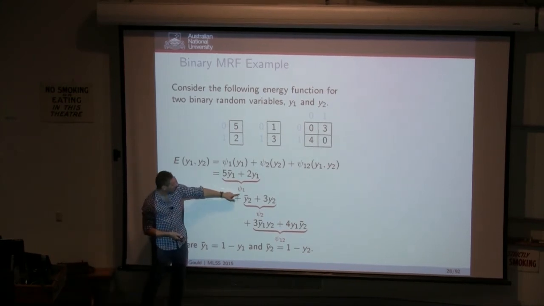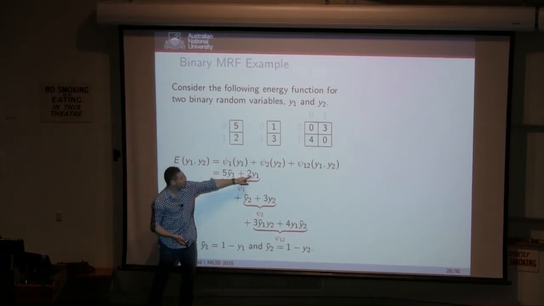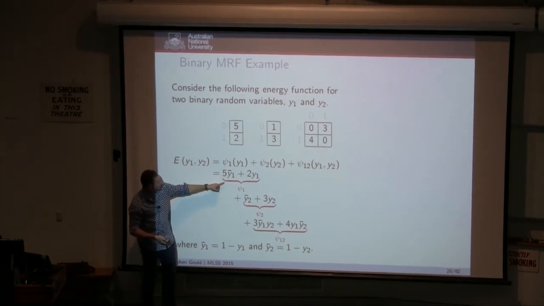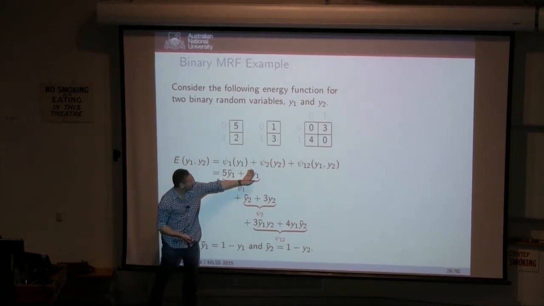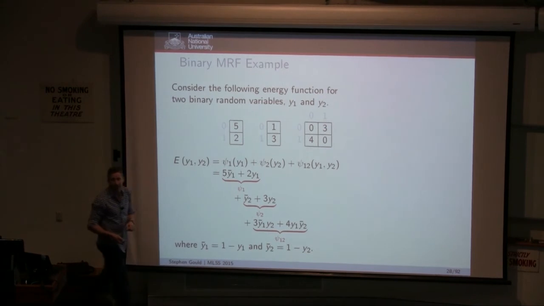Now I can write my first factor, psi1, out in this way. It's 5 times y1 bar plus 2 times y1. Let's see what happens. If I stick 0 in for y1, then y1 bar is 1, and so I get the value 5, which is the value of my factor.